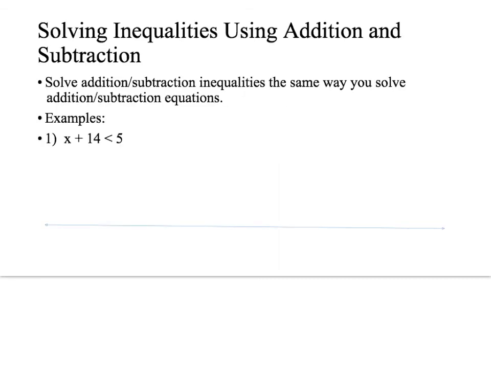To solve inequalities using addition and subtraction, you solve them the same way you solve addition and subtraction equations. You would still draw your line, but instead of down the equal sign, you draw it down the inequality symbol, and then you move the addition or subtraction using the opposite. Since this is a plus 14, you would do the opposite and subtract 14 from both sides. The 14s on this side would go away, leaving us with x is less than whatever 5 minus 14 is, which is negative 9. So that's your answer. X is less than negative 9.